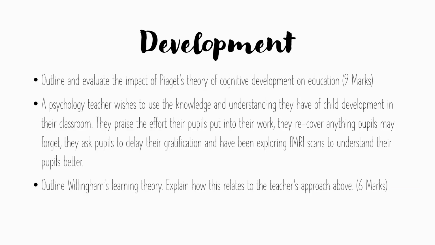So the suggested question following on from that: outline and evaluate the impact of Piaget's theory of cognitive development on education. So this would be linking his stages, the sensory motor stage, the pre-operational, concrete operational, formal operational. You need to know how they link to education. So for example, in the pre-operational stage, you might want to help develop children's egocentrism, or try to make them less egocentric by doing role play games.